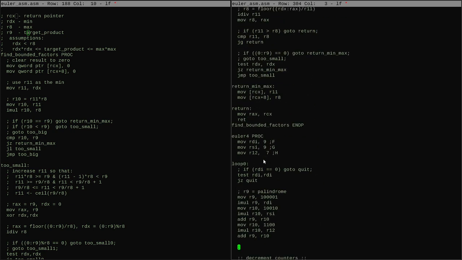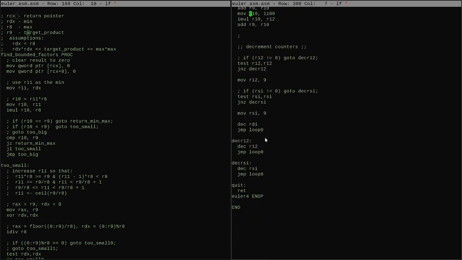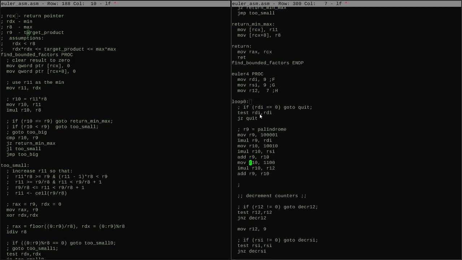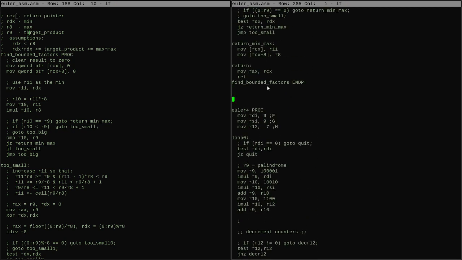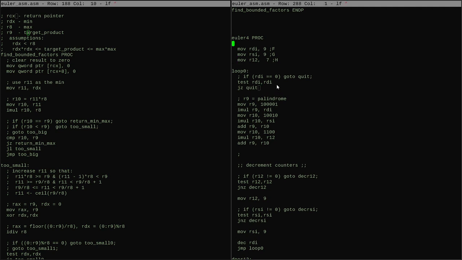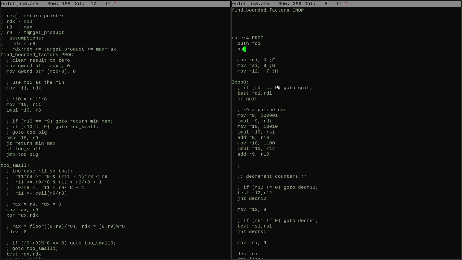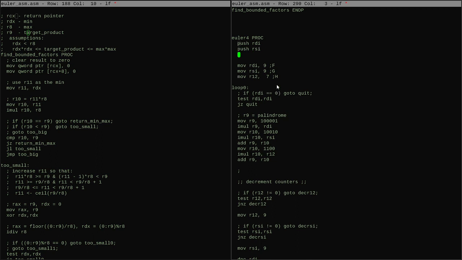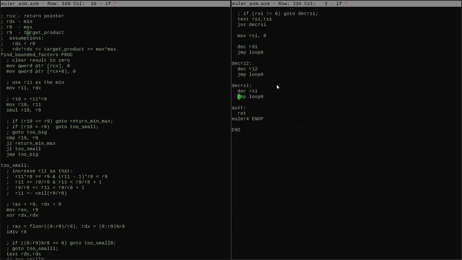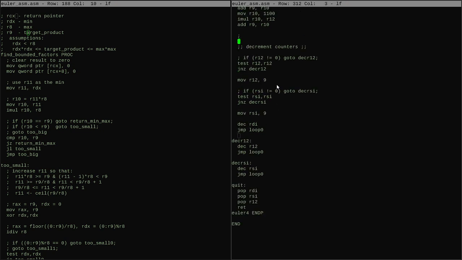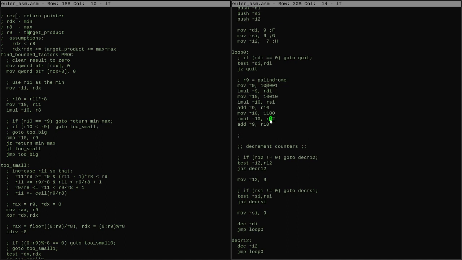And then we need to include, let's see, where does our procedure begin here? We need to include some pushes here: RDI, RSI, R12. So we're just saying, hey, whatever was in those registers before, remember it, because we're going to need to get that back later. And we're going to use those registers here now for these counters.